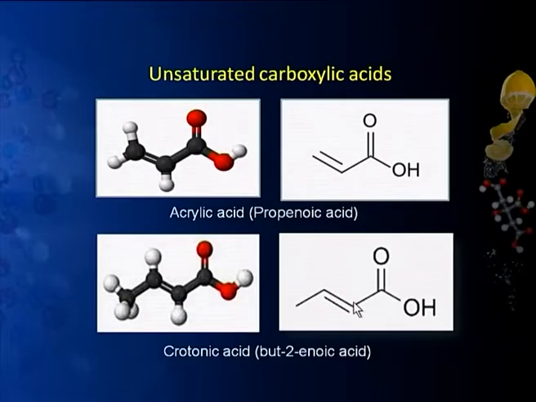The next larger acid is a 4 carbon acid, which is called crotonic acid. Now in crotonic acid, if the double bond is present between the alpha and beta carbon, now we will have to number the position of this double bond, and this is called but-2-enoic acid. These acids can be prepared by various methods.